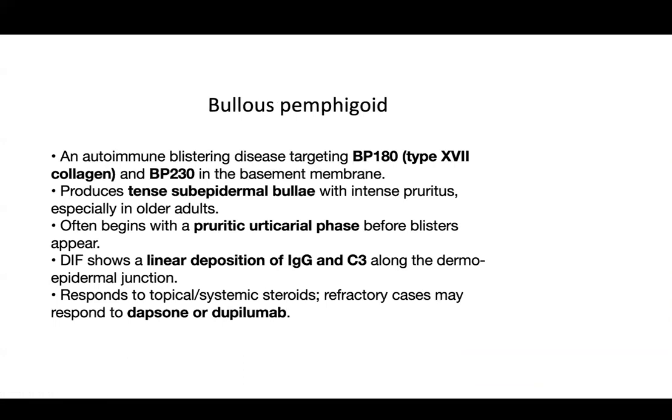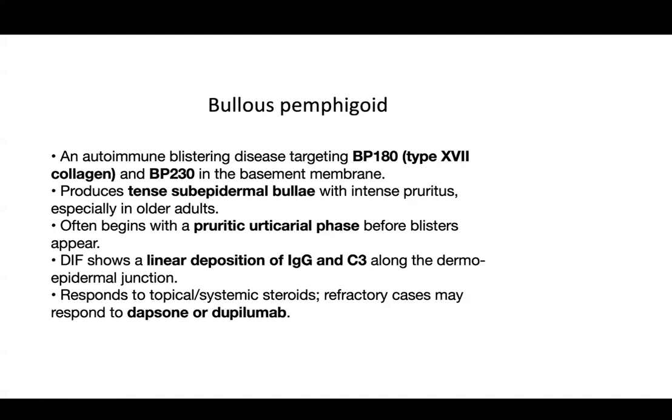Bullous pemphigoid. Bullous pemphigoid is deeper. It's not in the epidermis. It's subepidermal. It has autoantibodies. It's an autoimmune blistering disease with autoantibodies targeting bullous pemphigoid antigen 180 and bullous pemphigoid antigen 230 that are in the basement membrane zone.